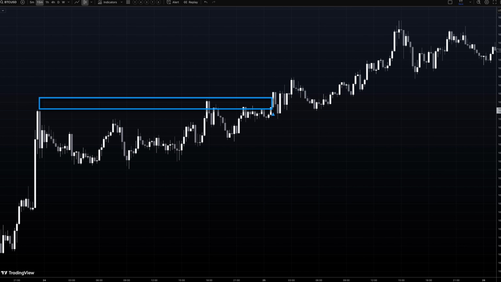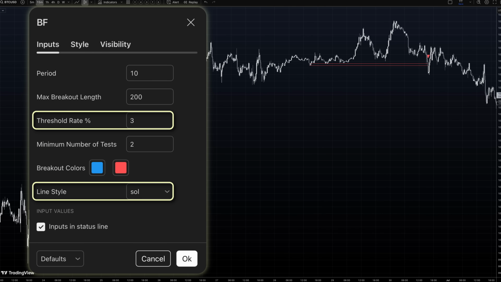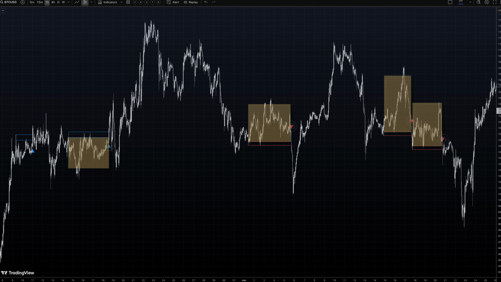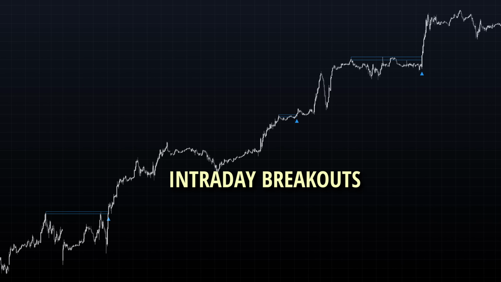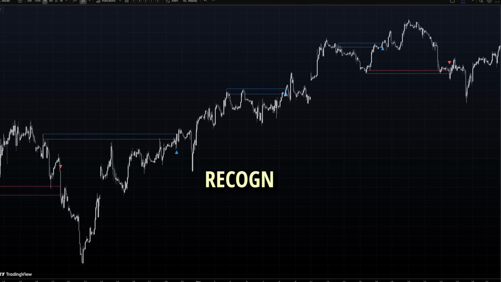These zones highlight the price range where multiple tests occurred before the eventual breakout. The indicator includes customizable colors, line styles, and zone parameters. Traders utilize this tool for breakout trading strategies, identifying consolidation areas where multiple failed attempts create spring-loaded conditions for significant moves. Day traders can use shorter periods for intraday breakouts, while swing traders can extend parameters for longer-term pattern recognition.